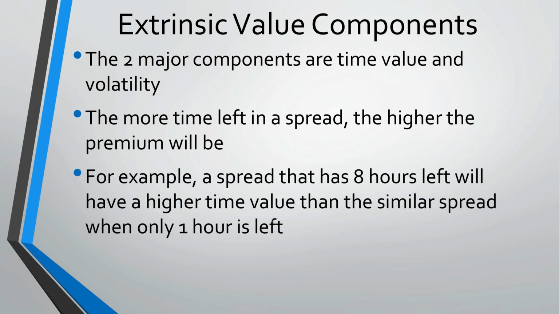For example, a spread that has 8 hours left will have a higher time value than a similar spread with only 1 hour left. Let's say that the underlying did not move for 7 hours. Well, the spread, let's say it was an at the money spread, the pricing 7 hours later would be different than with 8 hours to go. That time value is known as theta.